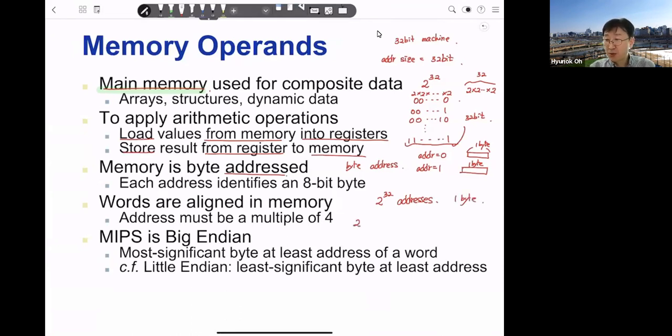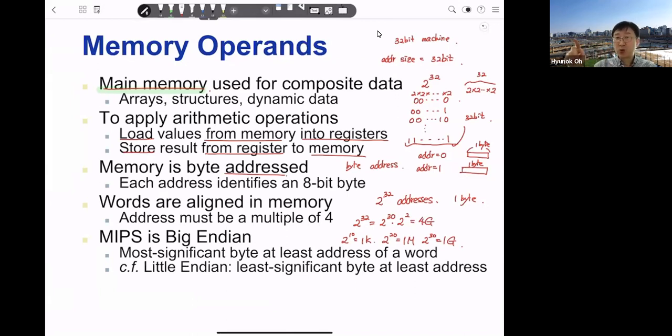What is the 2 to the 32 value? It is 2 to the 30 times 2 to the 2, right? 2 to the 10 is 1K, kilo. 2 to the 20 is 1 mega. And 2 to the 30 is 1 giga. Because 2 to the 10 is 1024, we are approximating this as 1000, so it's 1K. 2 to the 20 is 1 mega, 2 to the 30 is 1 giga. So 2 to the 32 is 4 giga, and there are 4 giga addresses.